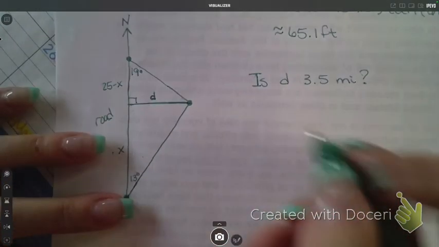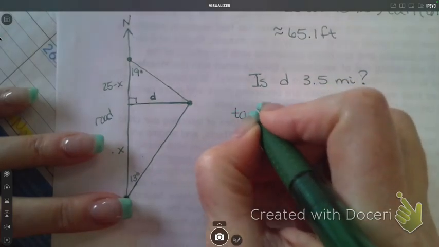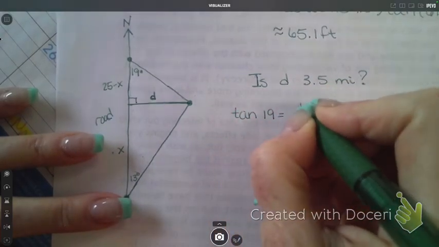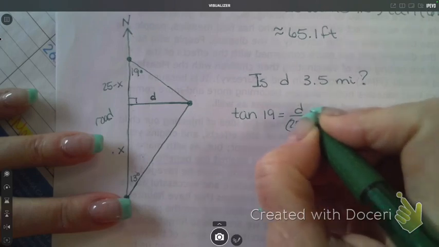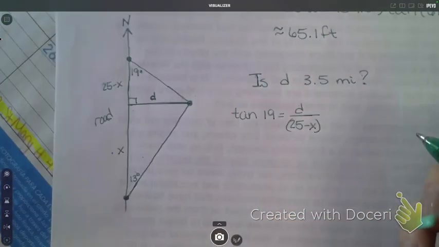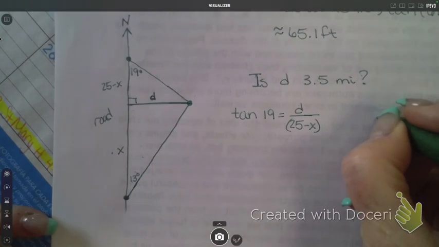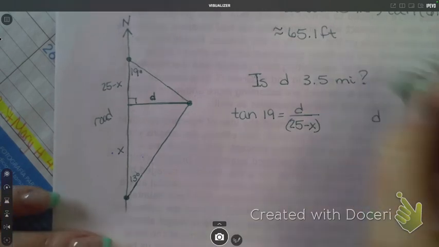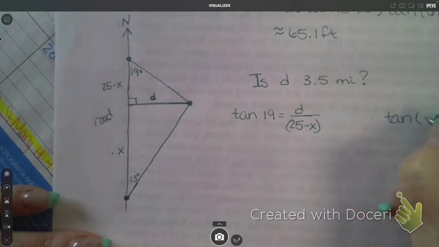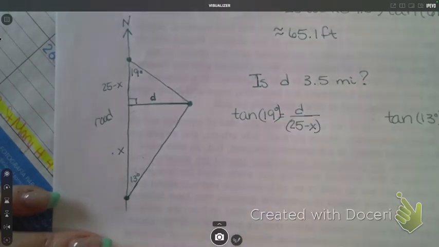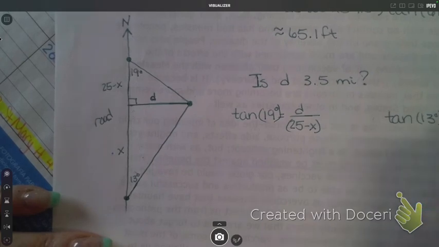Tangent. So tangent of 19 equals D over 25 minus X. And then what about the bottom one? Tangent of 13. Tangent of 13 equals D over X.